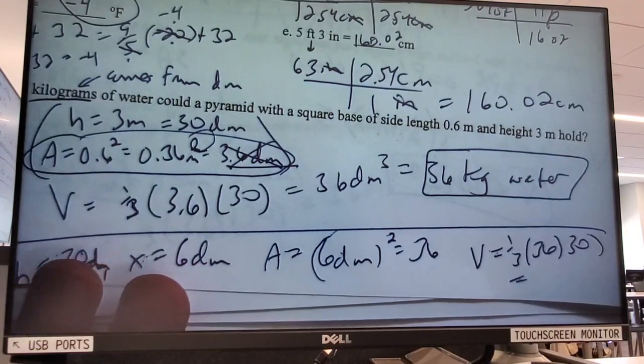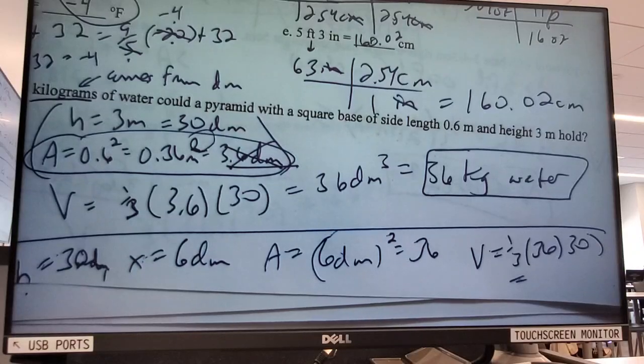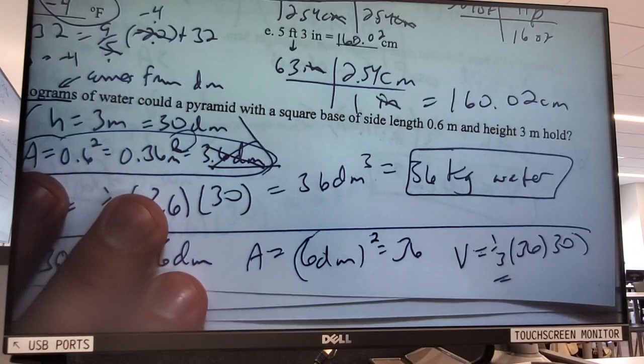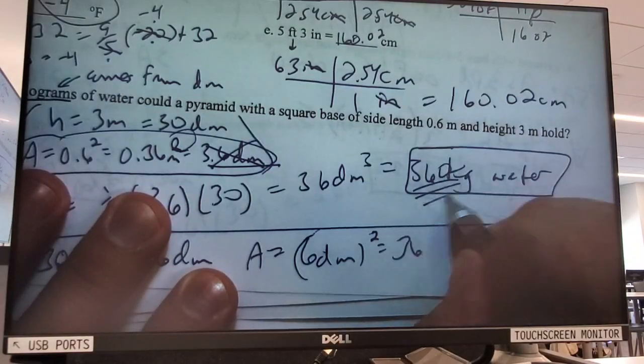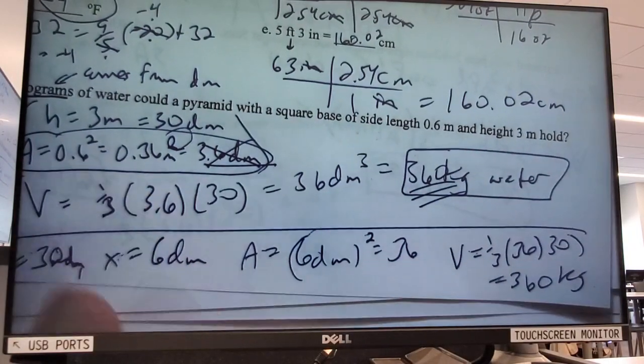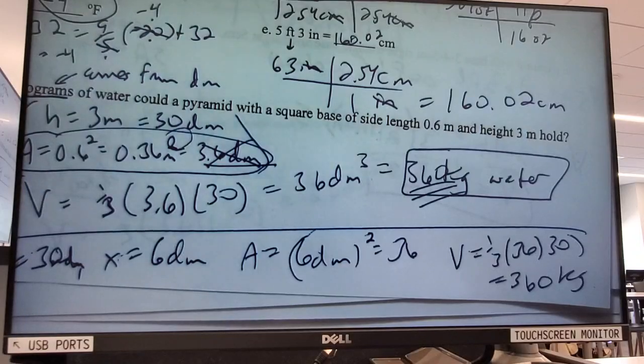I don't know if you guys really understand why that's wrong. Because if I have square meters, I can't just move once to convert it to square decimeters. I actually have to move twice, because I have 2 meters that each have to become decimeters. So if I just convert all of my lengths first and then throw them in, I would have been fine. So this would come out to be 360. So I'm off by a factor of 10 there. This pyramid can hold a lot of water.